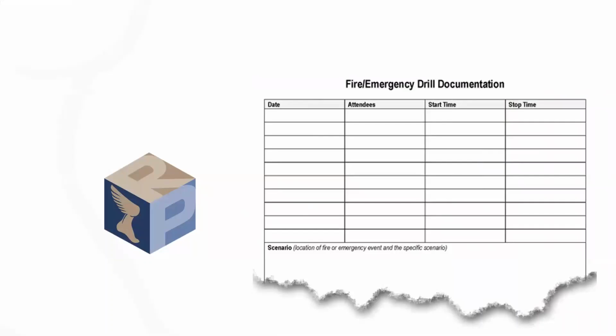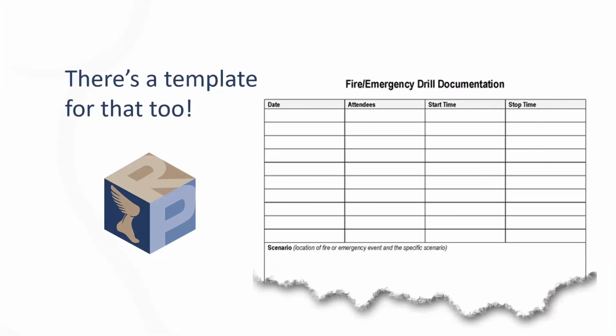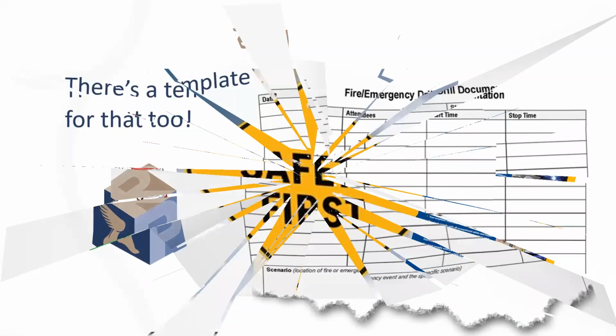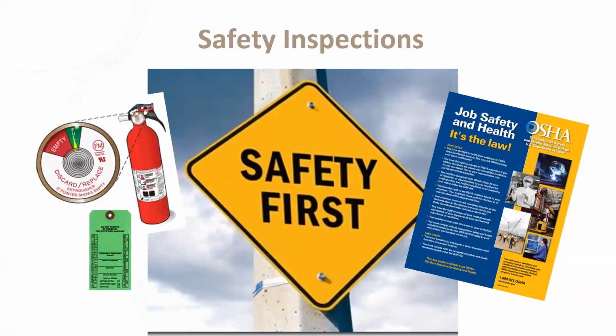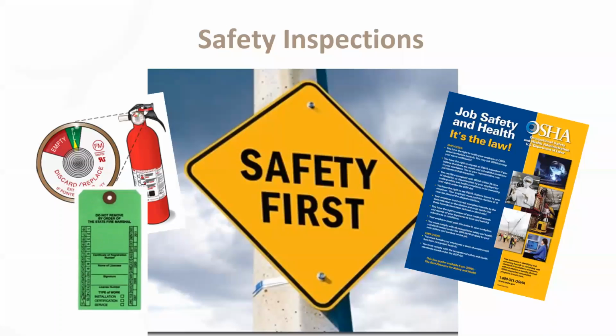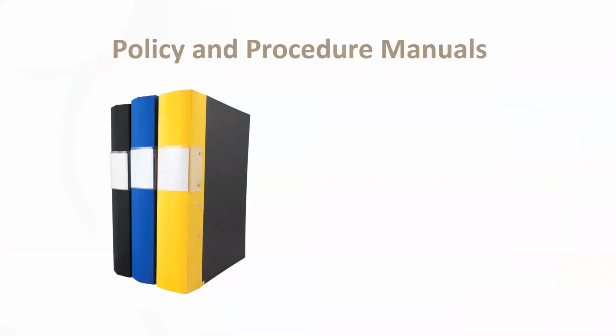Here's documentation. It's in the resource pack. There's the date, the attendees, the start time, the stop time, and the scenario. That's what the surveyor would like to see, something like that, okay? Safety inspection is no longer a standard for mastectomy clinics, boutiques, and facilities, but it's a good business practice. Please take some time when you're not as busy and go through it. Make sure your fire extinguishers are working. Make sure the carpeting's not frayed. Make sure there's nowhere people might trip or something like that. Please do a safety inspection of your business itself.